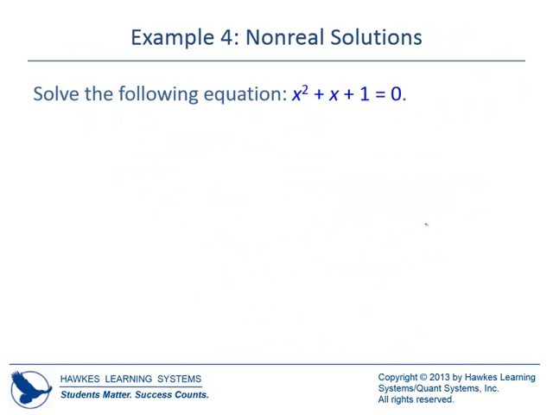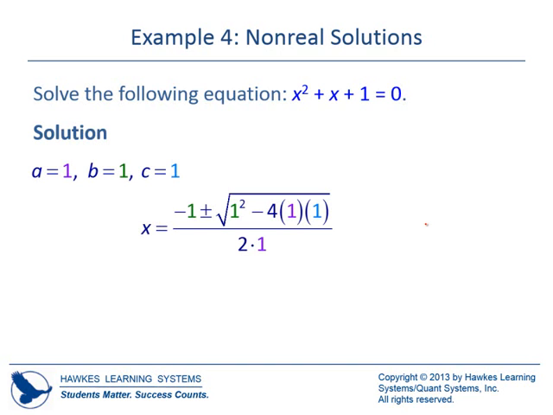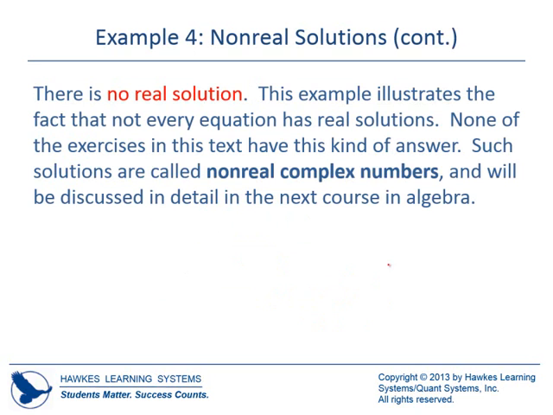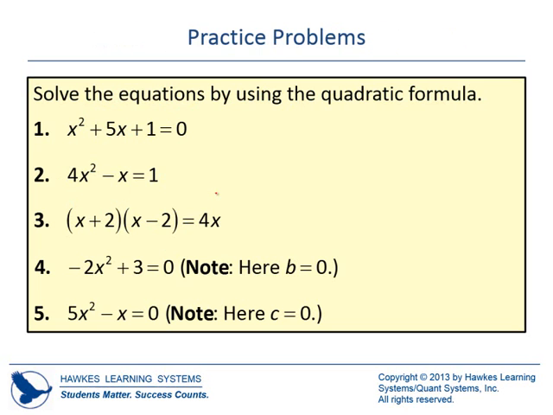Here we got another one for a non-real. Everything's going to be 1. And see how we've got our values here. And so when all the math is done, we're going to wind up with a negative 3 right here. And so there's no real solution. So when you're going to have a negative value in there, no real solution.